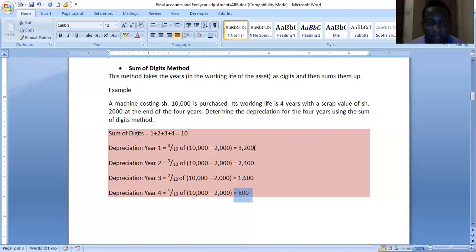So you notice that this is also like the reducing balance method, whereby the depreciation amount declines over time. So that is the sum of digits method.